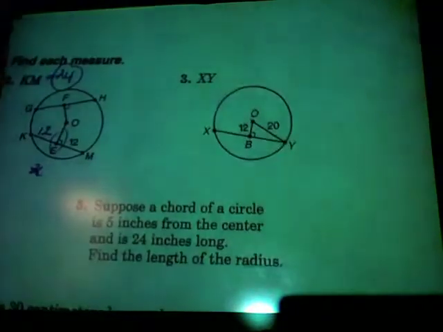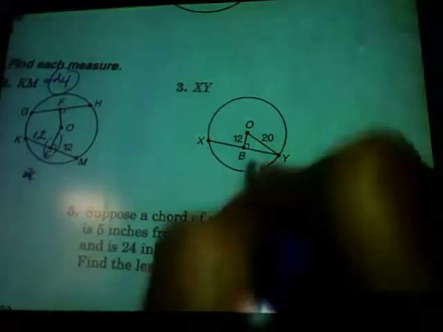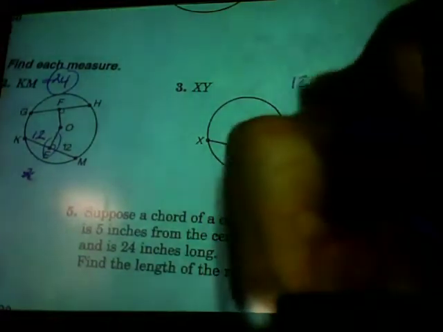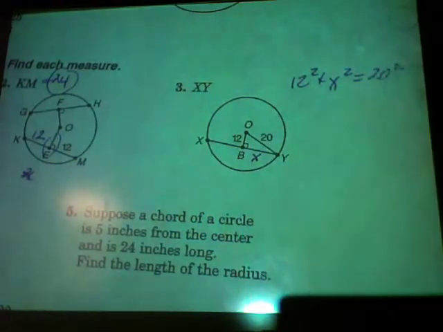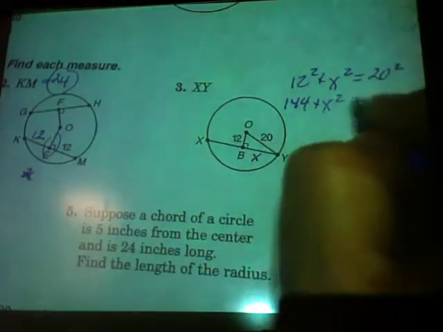All right, then for XY, what would be our first step? Pythagorean theorem. If I use Pythagorean's theorem, I'm going to find this, right? So 12 squared plus x squared equals 20 squared. So 144 plus x squared equals 400.